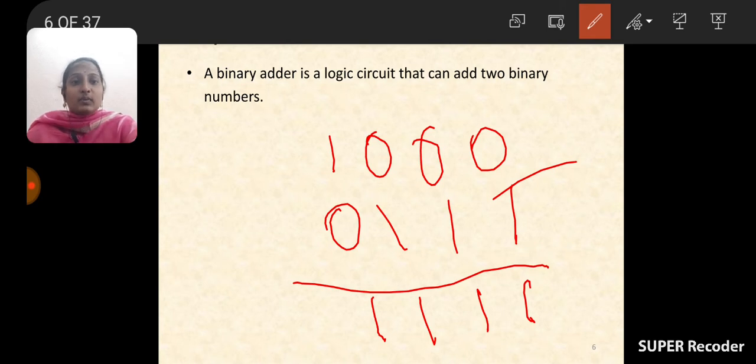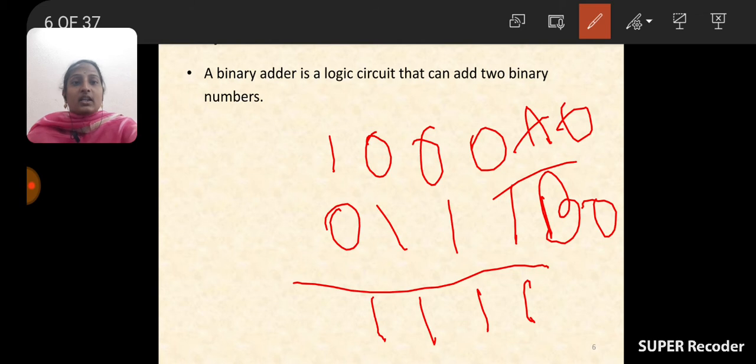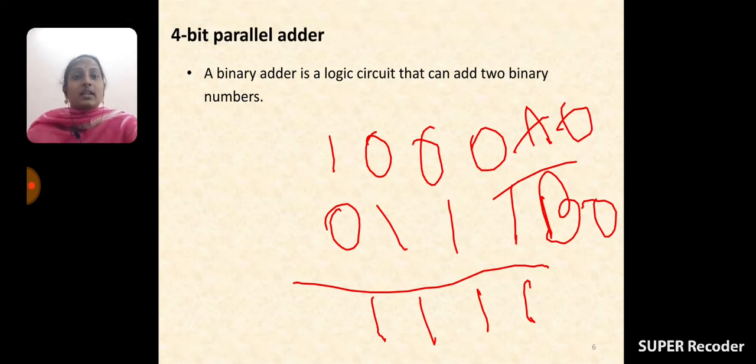It may be nibble to nibble, or byte to byte, or maybe 6 bits added to 6 bits, 7 bits. Here you consider these bits represented as A0, A1, A2 up to An and B0, B1, B2 up to Bn. One set of binary bits is added to the other set of binary bits at the same time, so that the speed of addition must be increased.